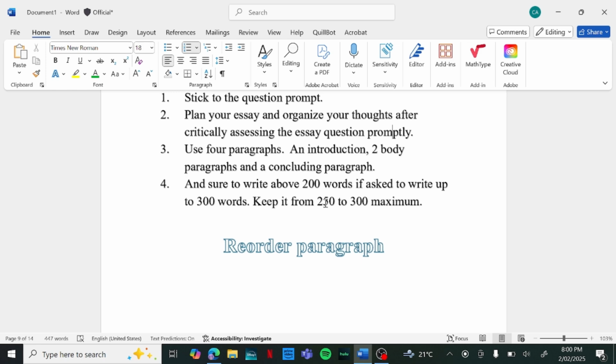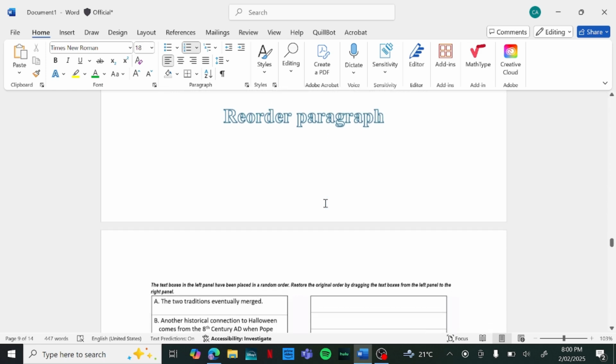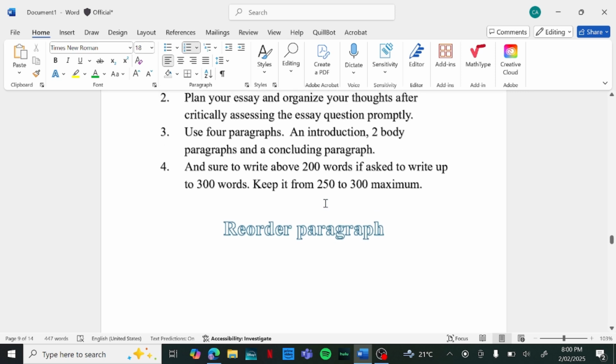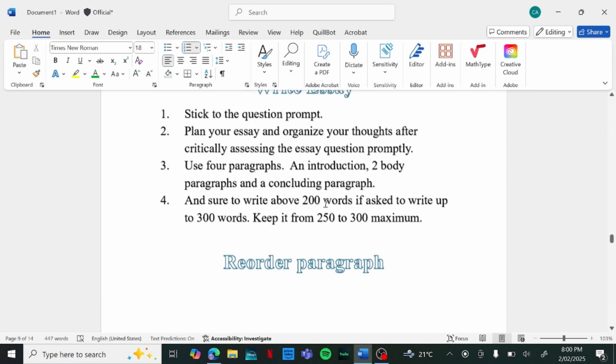Now, make sure that you're writing 200 words. If you're asked to write up to 300, keep it from like 250 to 300. These are the tips that I would give you for writing.